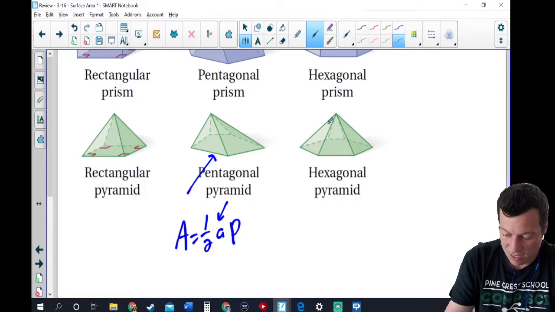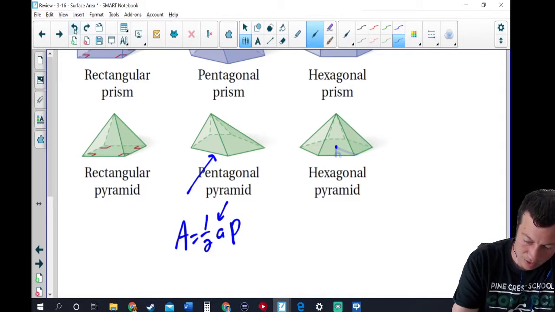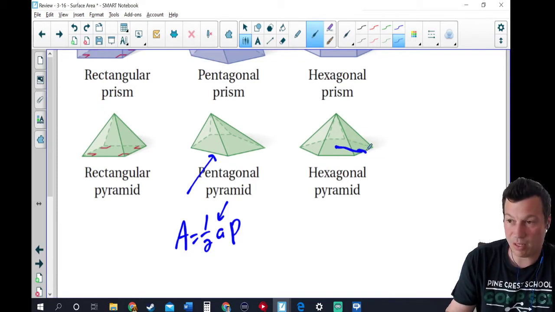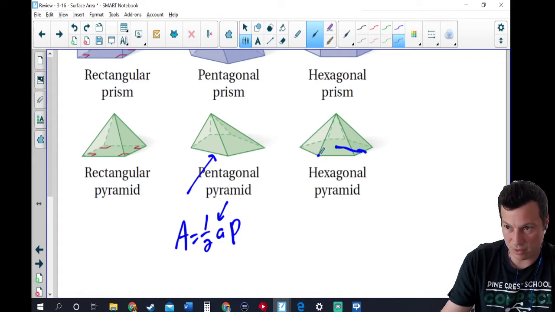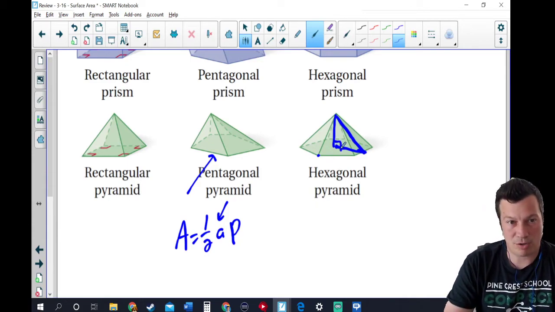If I have this hexagonal pyramid here, the apothem would be the apothem of the base, and it would basically be that blue line right there with the right angle, going to the middle of that side. The apothem is not necessarily the radius, because the radius would go from the center to one of the actual vertices. But the height, the apothem, and the slant height will make a right triangle in there.